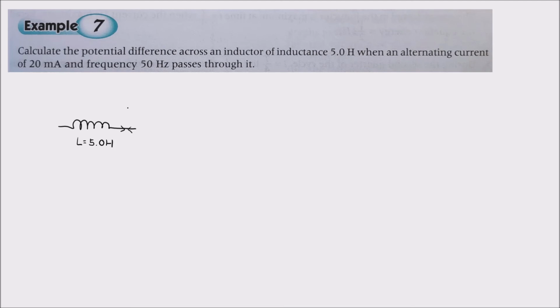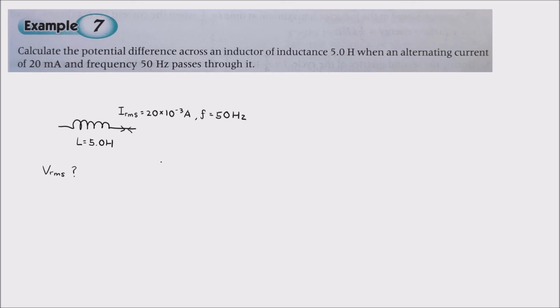So the alternating current is 20 milliampere. They didn't mention its peak, so it should be the RMS value. So I_RMS equals 20 milliampere. Then the frequency equals 50 Hertz. Now they ask you to find the potential difference. Again, they didn't specify whether it's peak or RMS, so we assume they're asking for V_RMS. If they don't tell anything, we assume it to be root mean square. So let's find the potential difference.